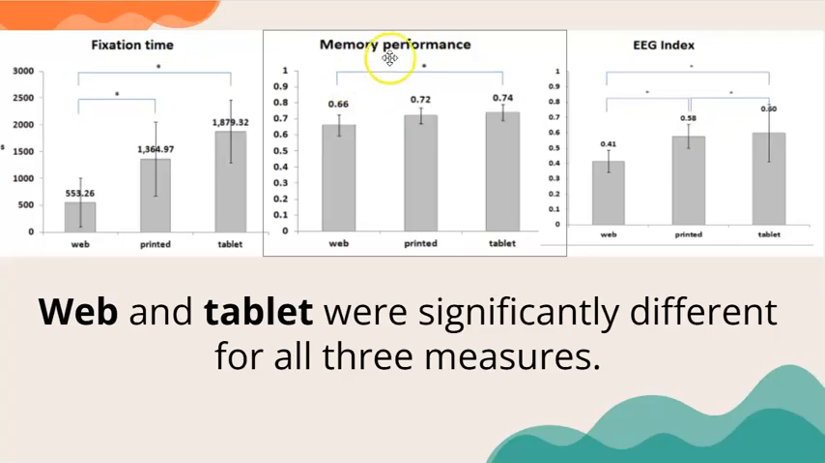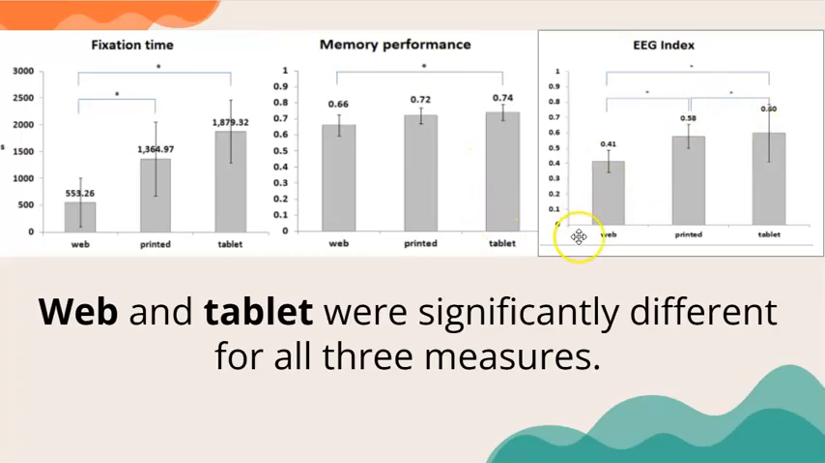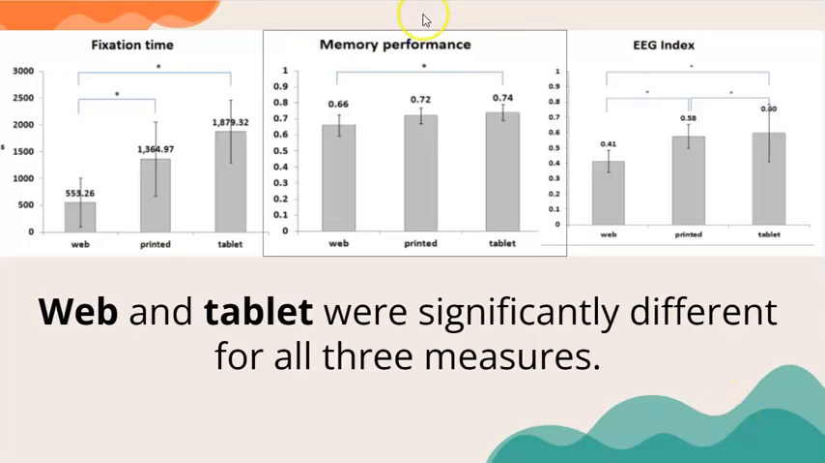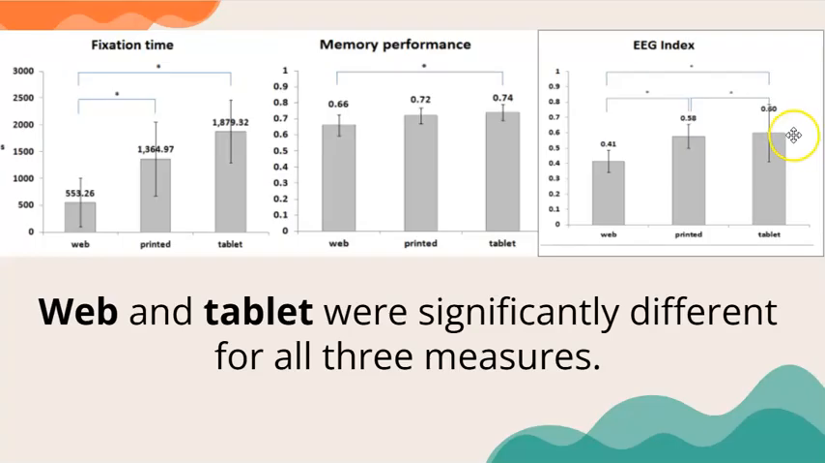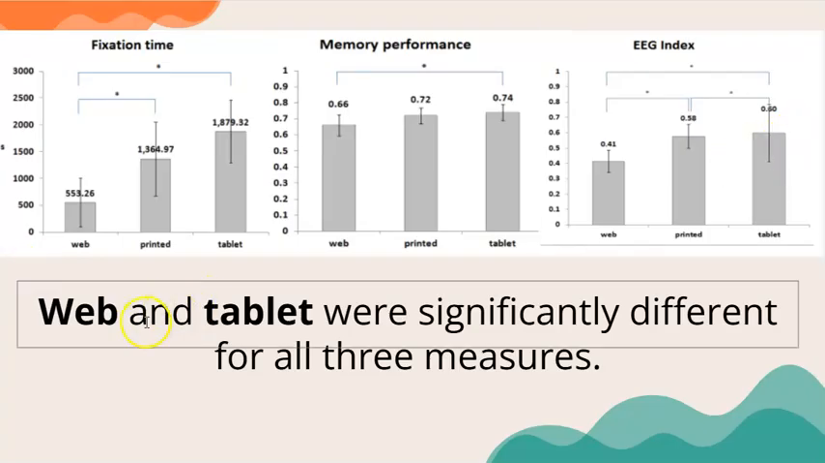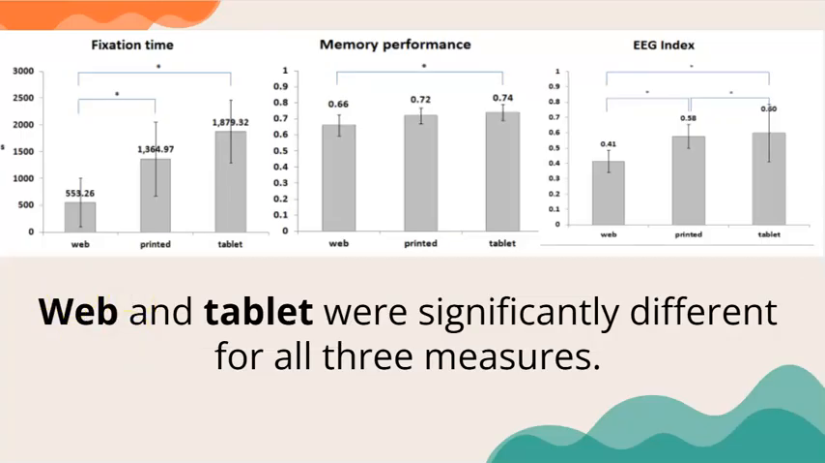And that also holds true for memory performance. In fact, in memory performance, the only significant difference is between the web and the tablet. Web and print is not significantly different, and print and tablet is not significantly different. So the only place where we see significant differences amongst all three of the dependent measures is with the EEG. You don't need to memorize all that, but I do want you to look at it and be familiar with kind of how we read that. Generally, just remember, web and tablet were significantly different, and tablet was higher for all three of those dependent measures.